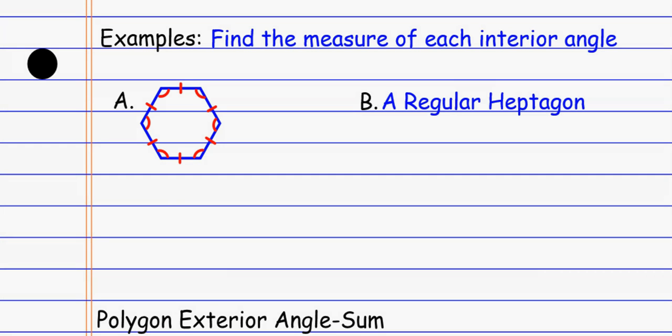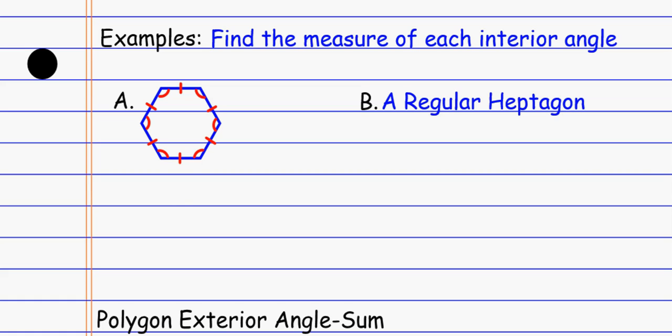For these, we want to find the measurement of each of the interior angles. And as I look at this, we've been finding the total of the measurements of the angles. So what do they all add up to? But now we're simply going to divide to find the measurement of each individual angle.